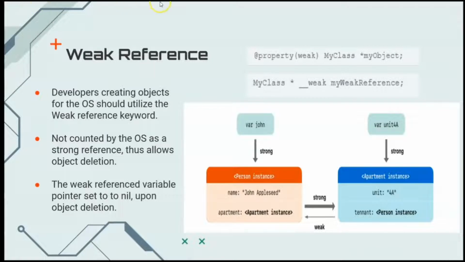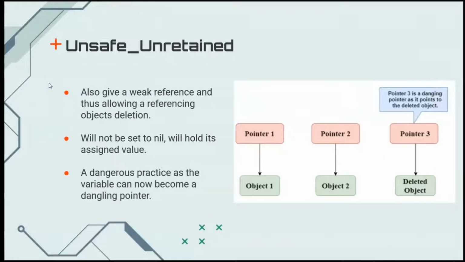Developers, if they want to customize the automatic reference counting to function like a different counting methodology, such as manual reference counting, they can also use the unsafe unretained keyword, which tells the Mac OS that the variable will also give a weak reference and allow referencing objects deletion, but the variable will not be set to nil upon the object's deletion. It will instead retain its place in memory and hold its pointer value.